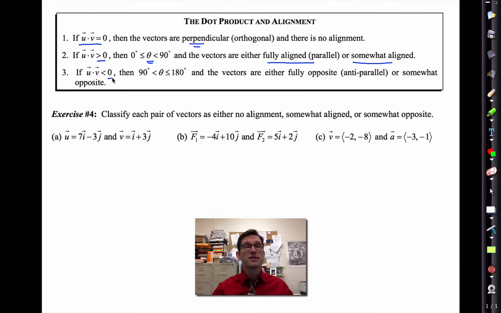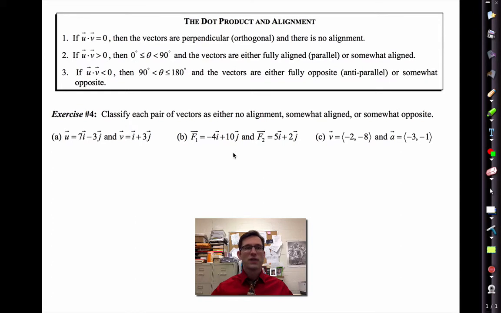On the other hand, if the dot product is negative, then there must be an obtuse angle between the two vectors, and they're either fully opposite, anti-parallel, or somewhat opposite. Now again, fully opposite is very simple. It's the same thing as being fully aligned, except you've multiplied the vector by some negative constant to flip it. So if I have a vector like this, and then I multiply it by -2, all of a sudden it would look like that. We explored that geometry last time. I'm going to clear out all of this really quick.